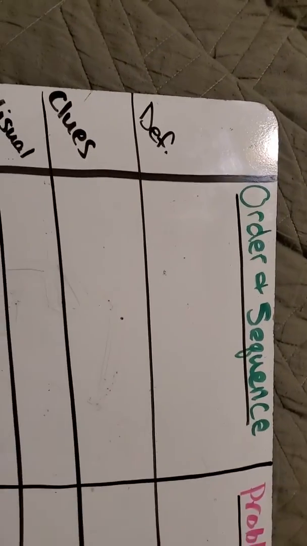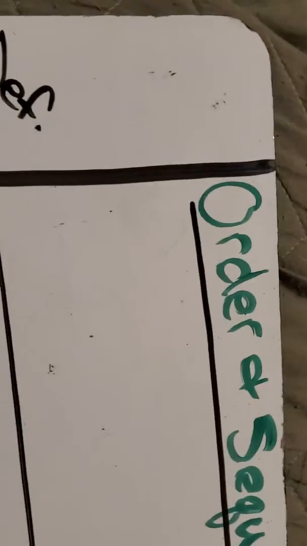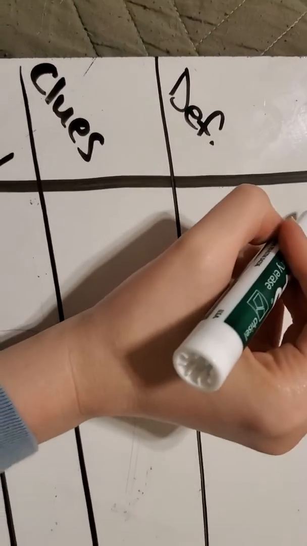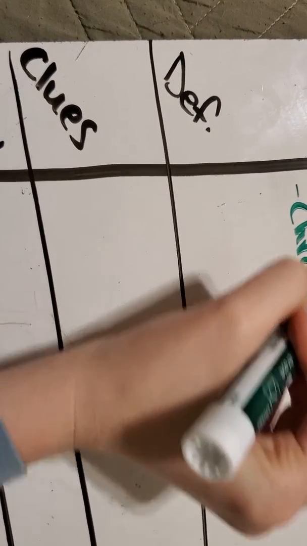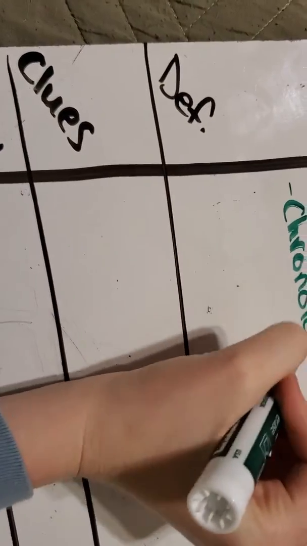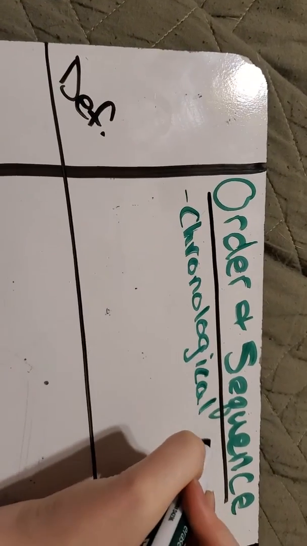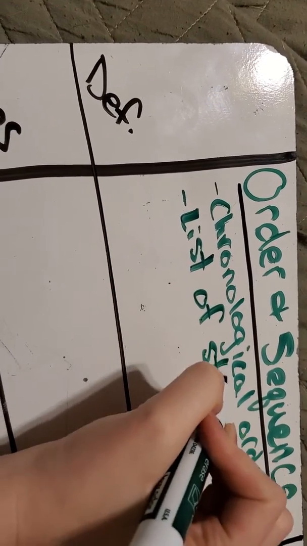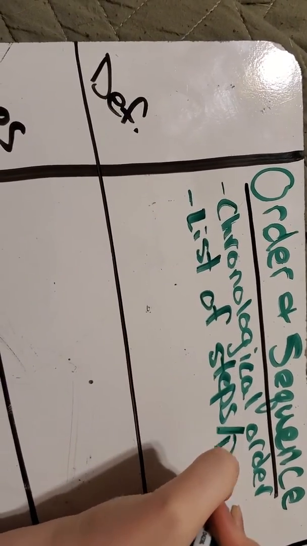Now we have order and sequence. So for order and sequence, you're just telling things in order. So it's chronological order of events or a list of steps or procedures.